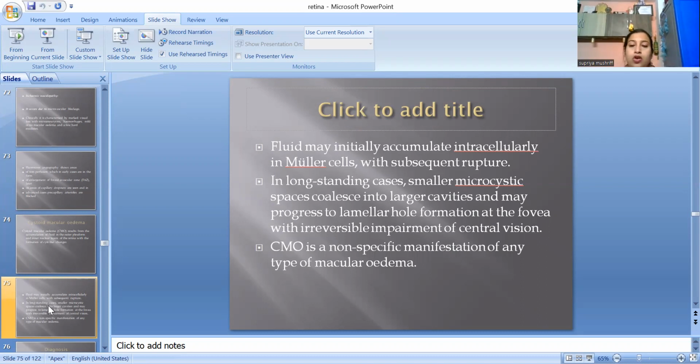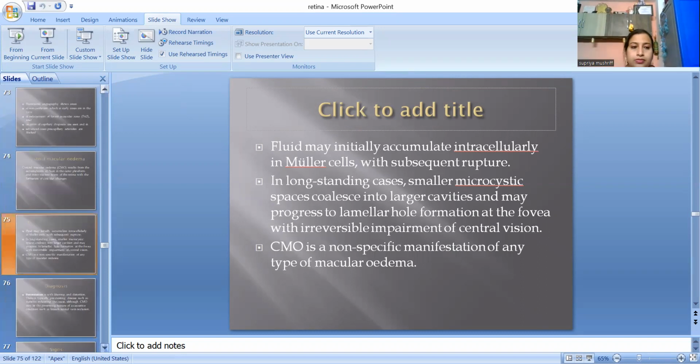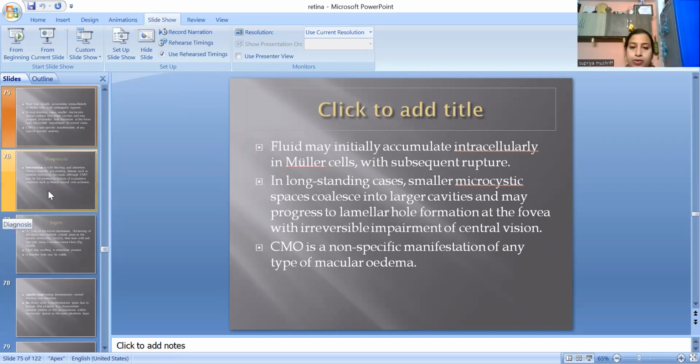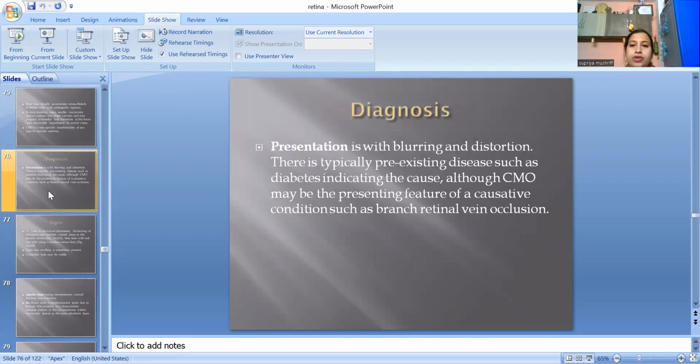Cystoid macular edema is a non-specific manifestation of any type of macular edema. It is different from clinically significant macular edema, that is CSME. Presentation is with blurring and distortion of vision. There is typically a pre-existing disease such as diabetes indicating the cause, although cystoid macular edema may be the presenting feature of causative conditions such as branch retinal vein occlusion.